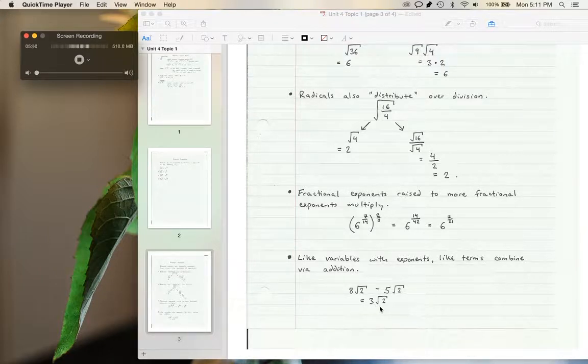So just be familiar with that idea that you can combine like terms as well. You can also think of this like reverse distribution, I guess. But since we know all of the numbers, it turns out it's just this one nice number over here, 3 square root of 2.